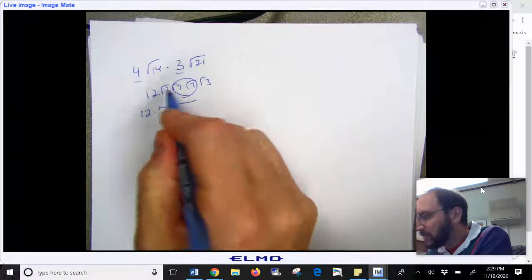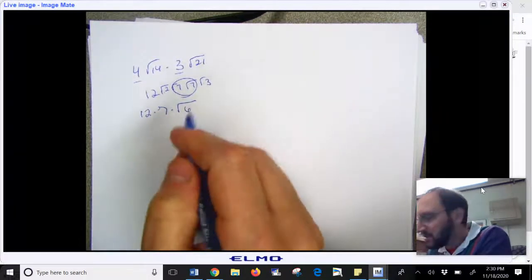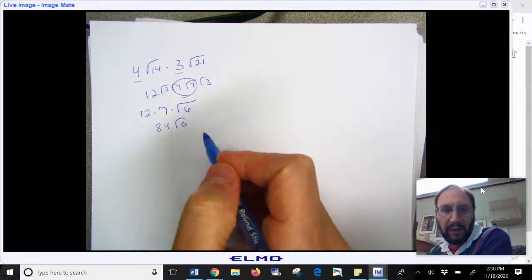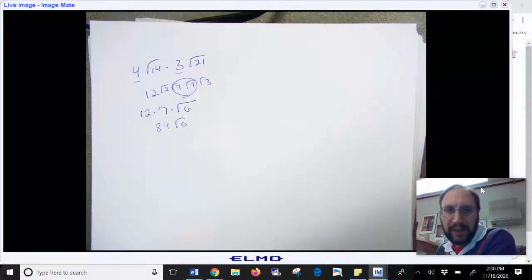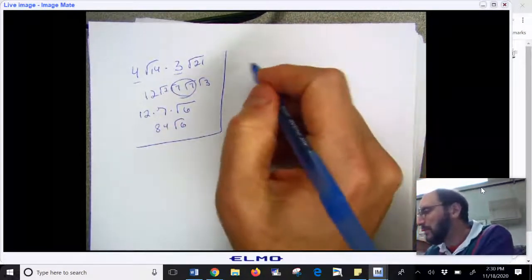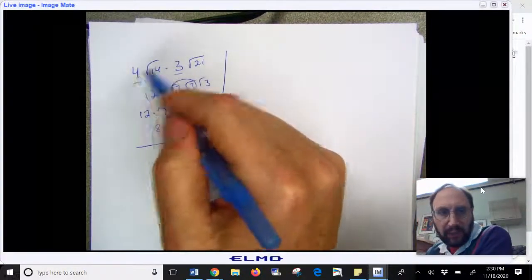On the inside, I have 2 times 3, which is 6. 12 times 7 is 84. So I get an answer that's 84 on the outside, square root of 6 on the inside. This kind of problem is very similar to the last type of problem, but it had a little more complication because it had numbers on the outside.